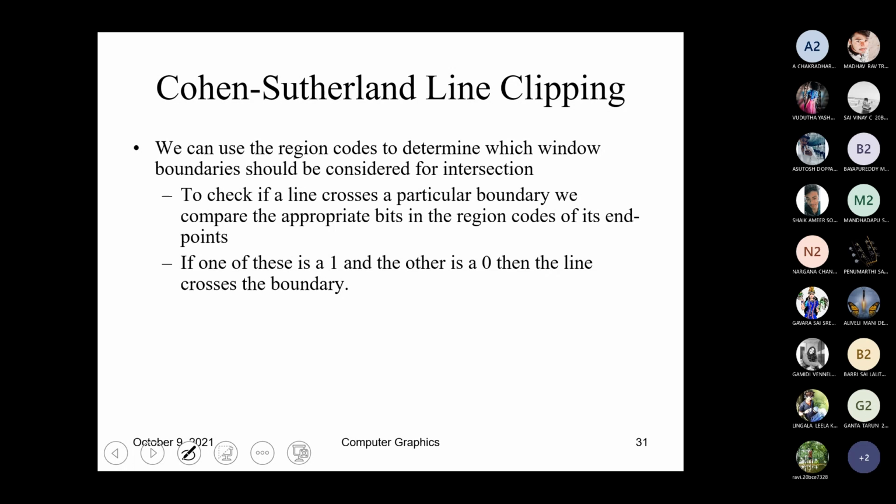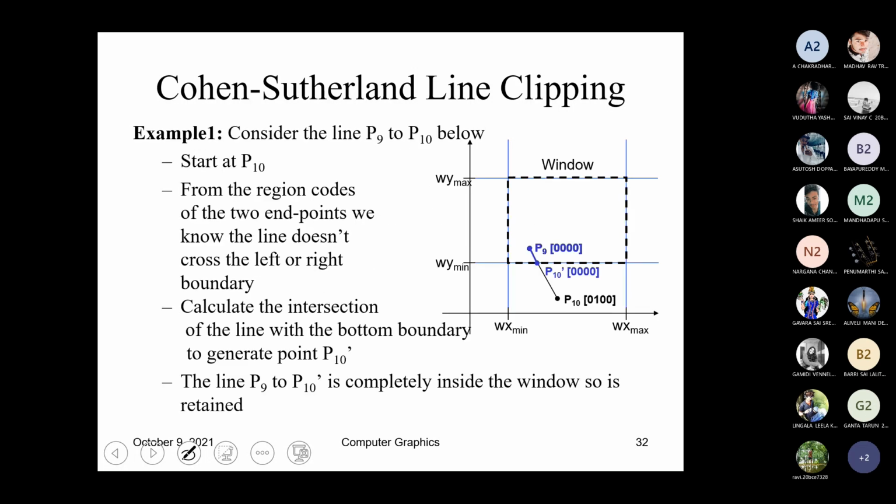To check if a line crosses a particular boundary, we compare the appropriate bits in the region code of its endpoints. So if one of these is 1 and the other is 0, then the line crosses the boundary. I will tell you, you can write it down line by line, step by step, so that it will be easy for you to calculate. Otherwise it will be difficult.